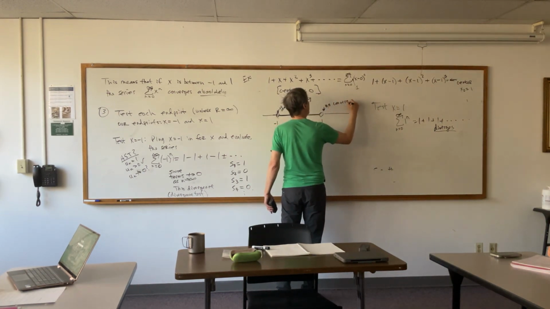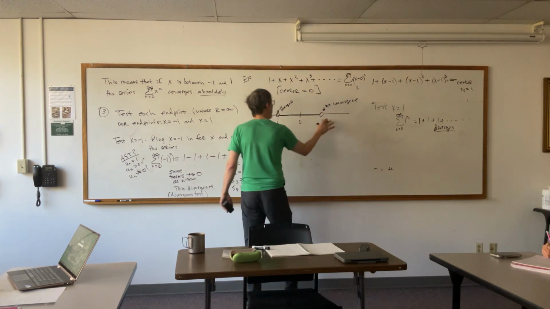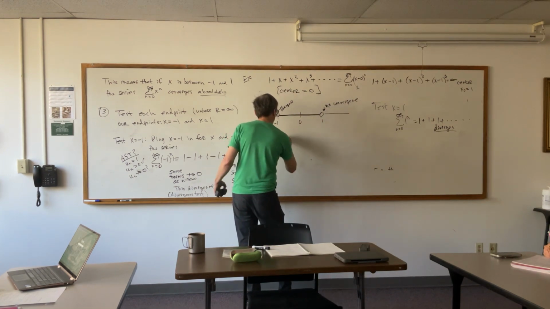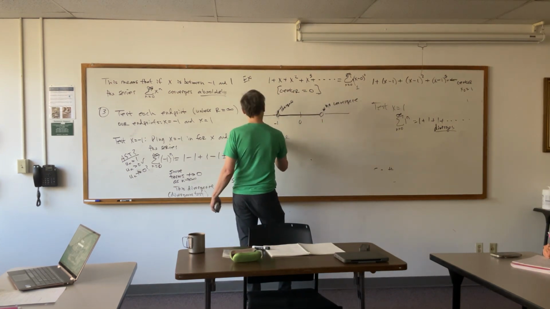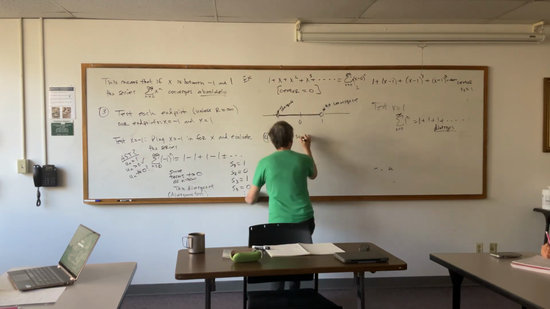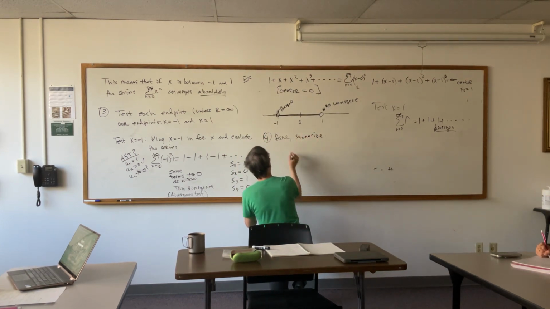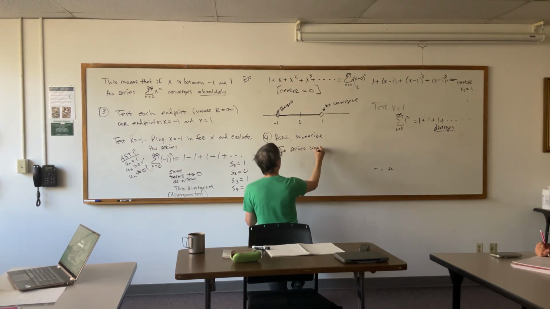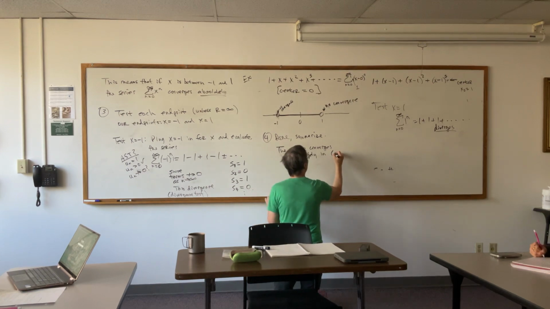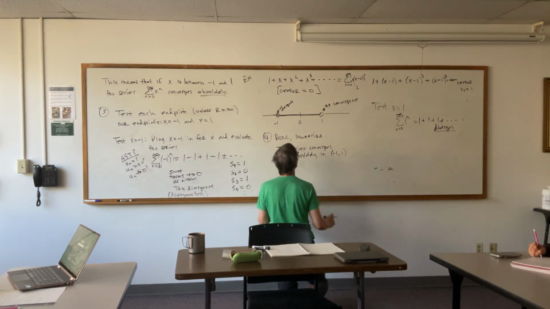And I'm done. Once you've analyzed these endpoints, we're done. So let's just see here, that's step 4. Done, just summarize. And we would just say the series converges absolutely in, and then we'll just give the interval -1 to 1.